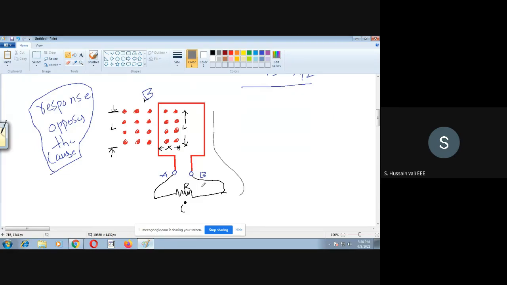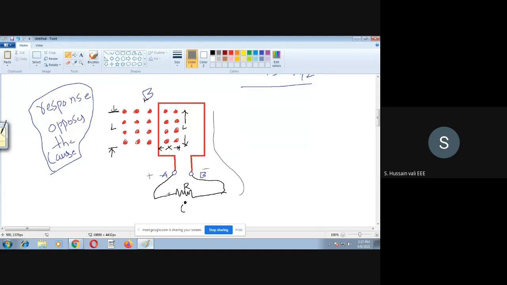Okay, so now we will take two cases. What are the two cases? First case I will take, A is positive and B is negative. We will take this case.